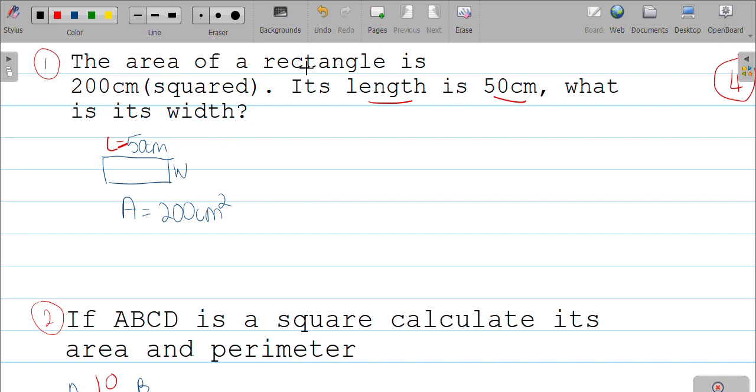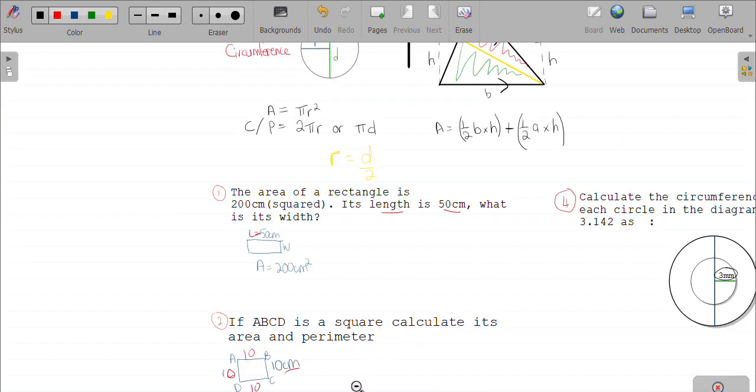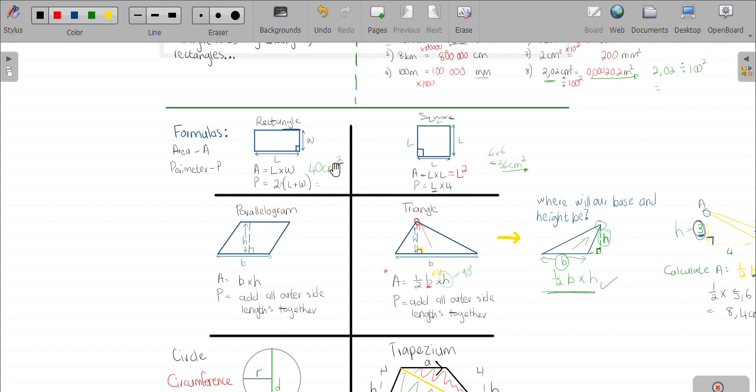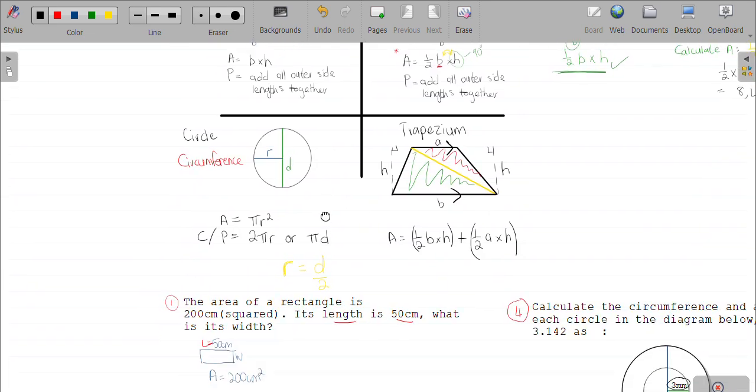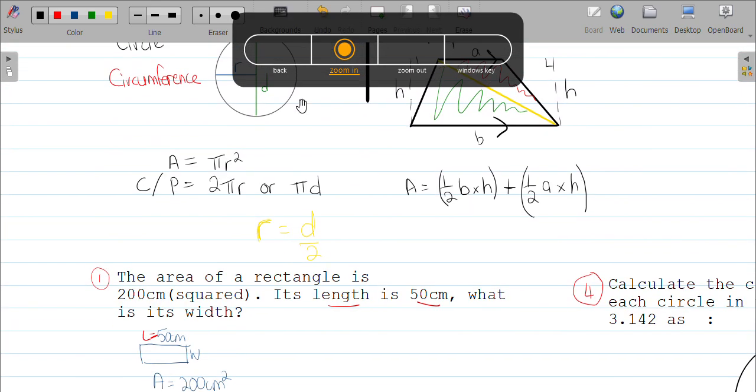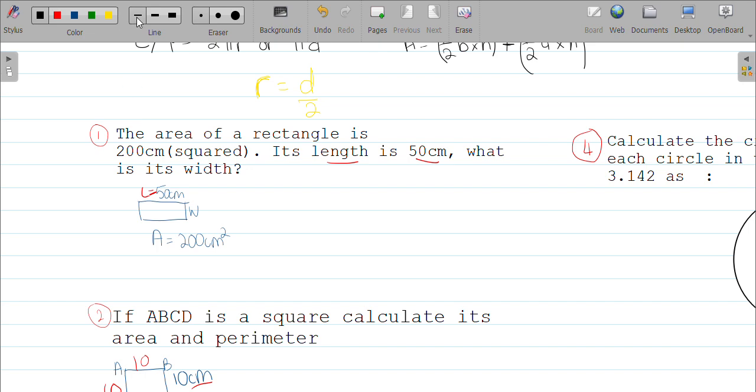It says the area of a rectangle is 200 centimeters squared. Its length is 50 centimeters. What is its width? Whenever we get a question like this, please try and put your formulas first. So let's zoom out here so I can show you the formula. The formula for the area of a rectangle is length times width. Now let's zoom in and do the calculation together.